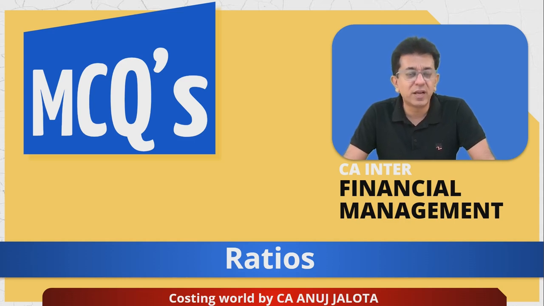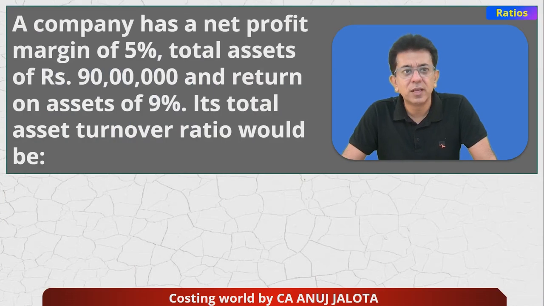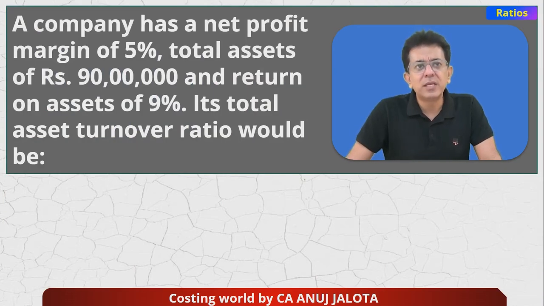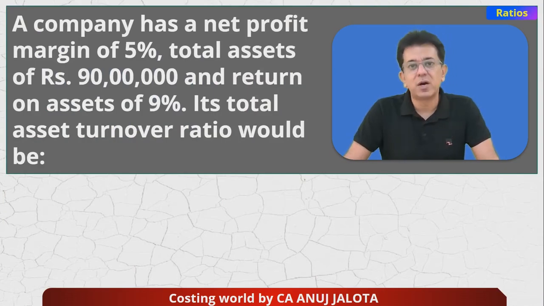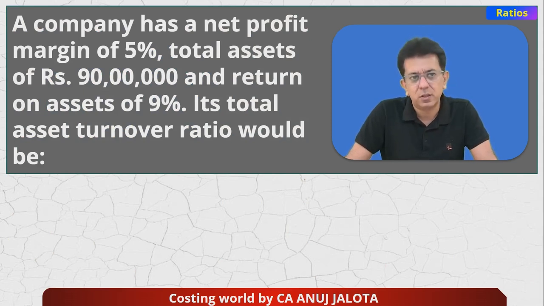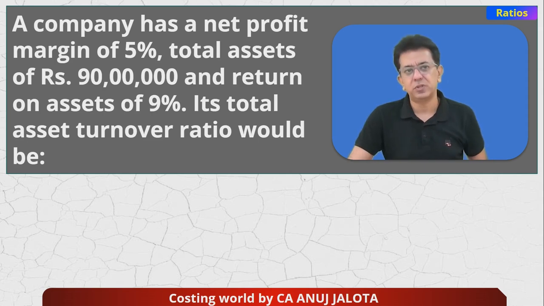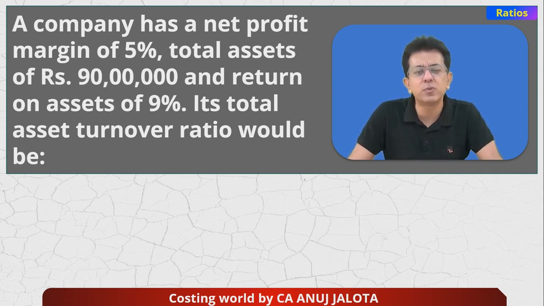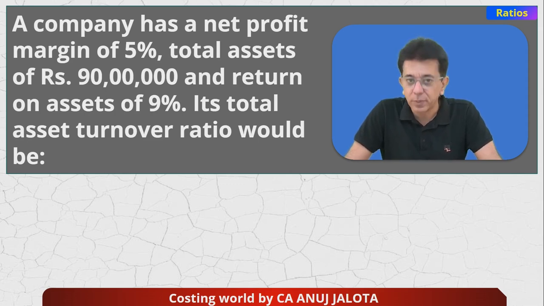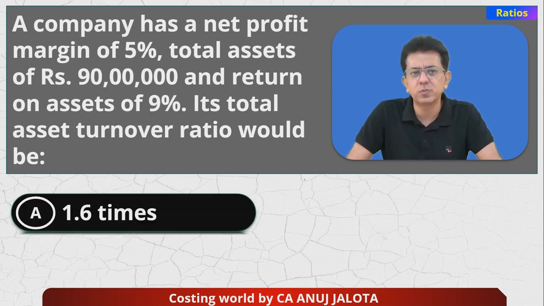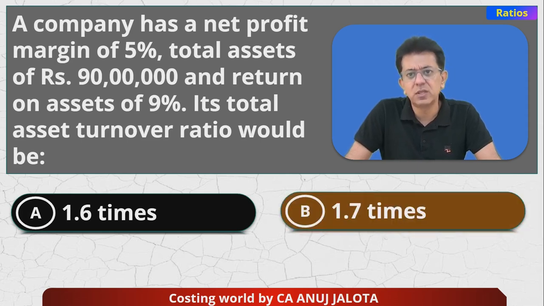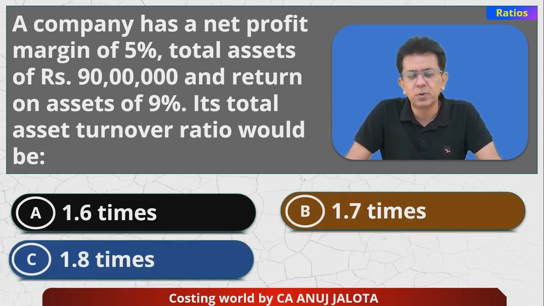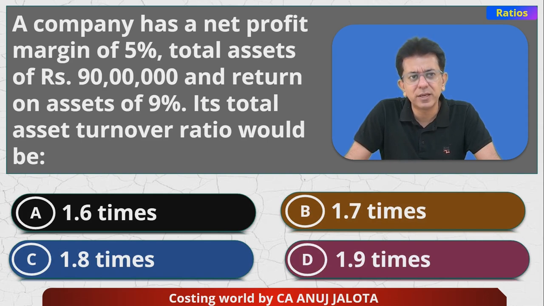Request you all, whenever I read the question, I give you all time, try to comment in the section below. So let's do this. A company has a net profit margin of 5%, and total assets of 90 lakh rupees, and return on total assets will be 9%. Its asset turnover ratio would be? The four options are 1.6 times, 1.7 times, 1.8 times, lastly 1.9 times.